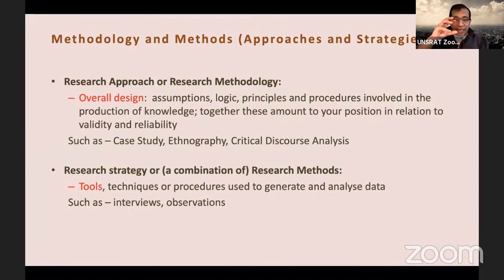And the method is only a part of the methodology. So methodology is the bigger term, and the method is one part of your methodology, which is the tool or the techniques or the procedures such as interviews, observations, surveys. There is a whole lot of methods that we can use. So once again, just to summarize, methodology is the same as research design.